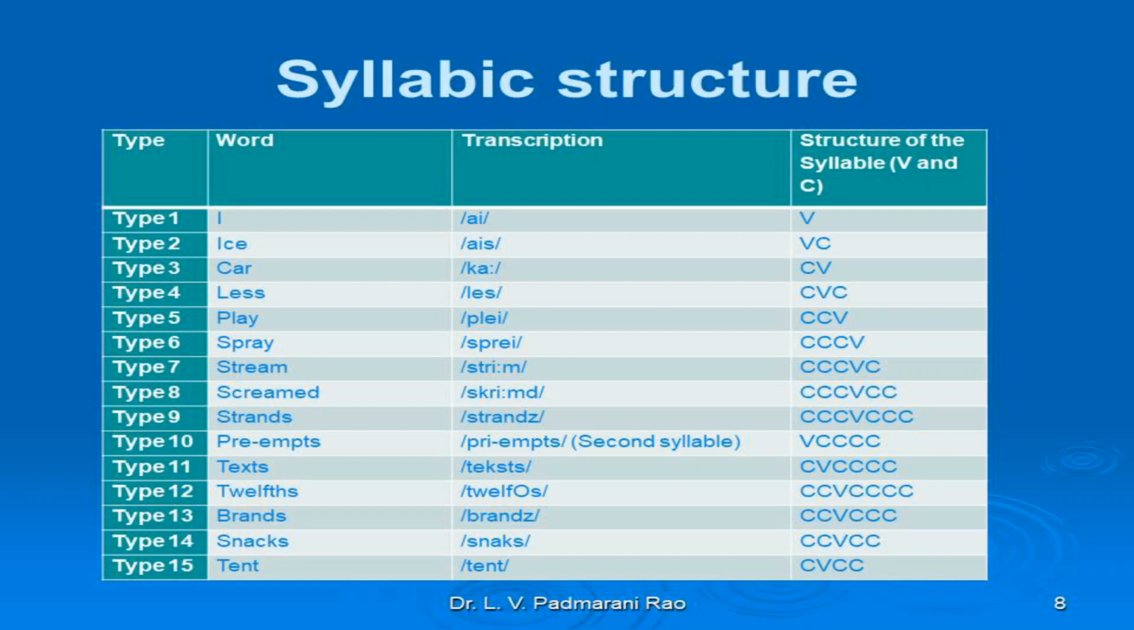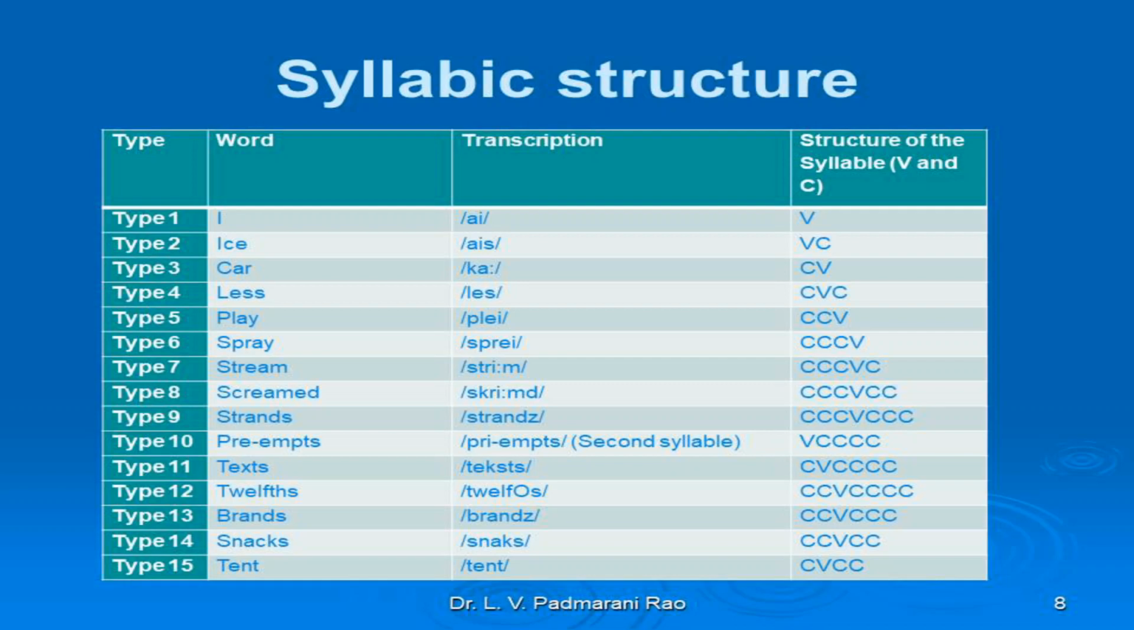Look at this tenth example, preempts. If you look at the syllables, pre becomes the first part of the syllable, empts becomes the second part. If you look at the second part, it begins with a vowel sound and has m, p, t, s as four consonants. So it has the structure of VCCCC. That's good. Texts is the next example. It has the syllabic structure of CVCCCC. Four consonants in the end and one consonant in the beginning, and in the middle you have the vowel sound. Look at the twelfth example, twelfths.